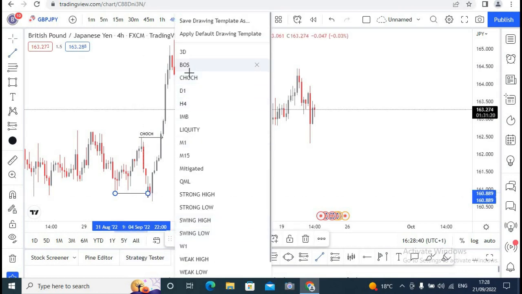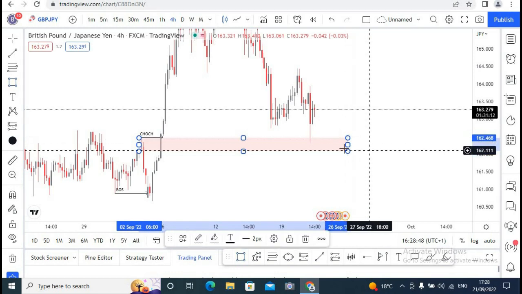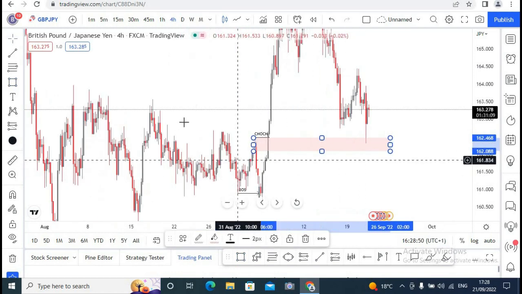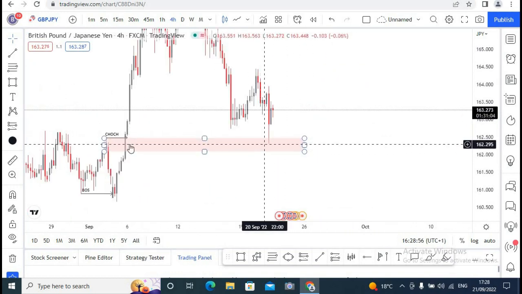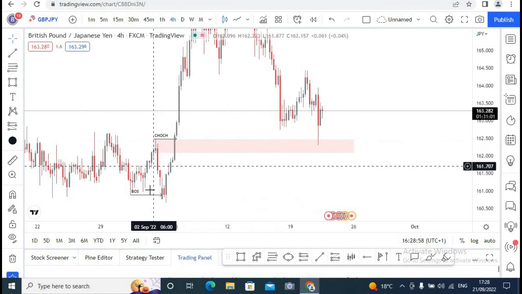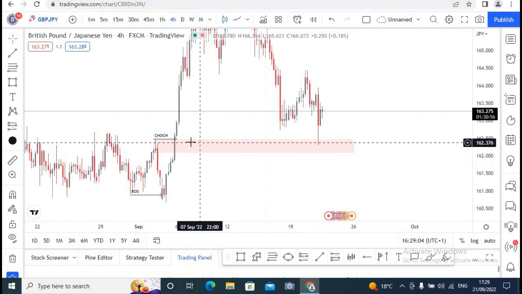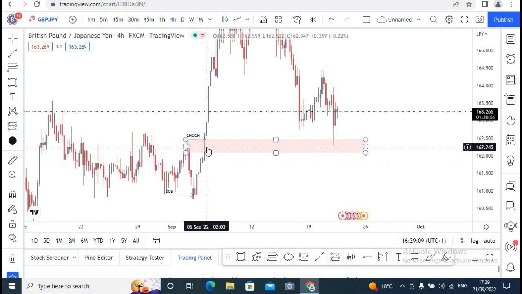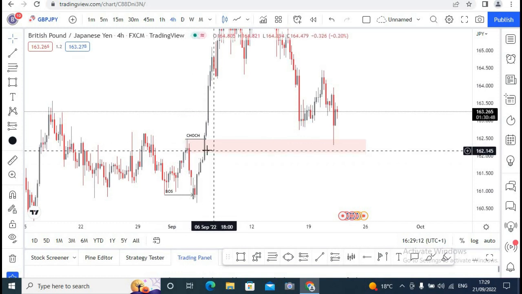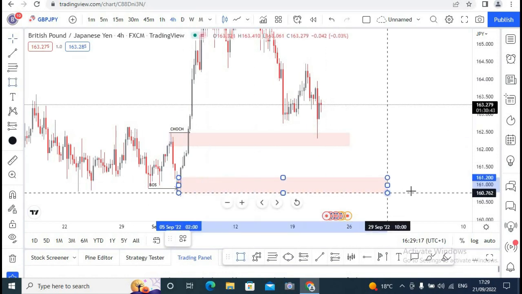So this is just a rejection from this breaker, but they didn't mitigate it nicely. They didn't mitigate this breaker nicely, as they failed to respect this first breaker right here. They failed to respect it, then they came back to this one and rejected. Why? Because as you can see, we did have a break of structure and a change of character. So this breaker was more powerful than the first one, because this was the first break of structure which they did here. So now I'm expecting the price to come back to this demand right here.